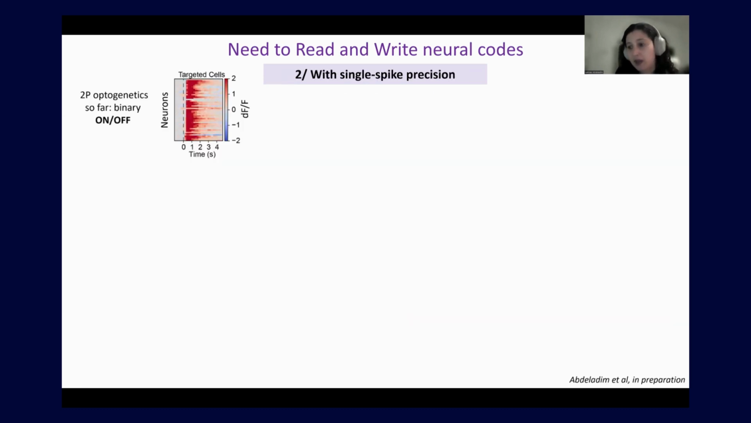But so far, what has been achieved with two-photon holography is near binary on-off control, as you can see in this plot showing neural activity as a function of time. The patterns are very similar across the set of activated neurons.